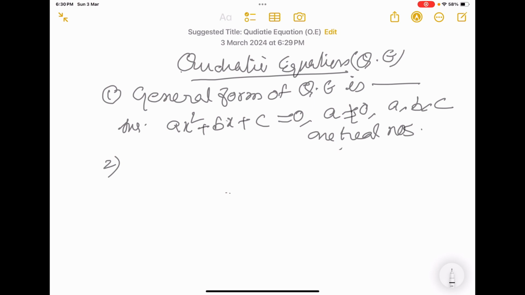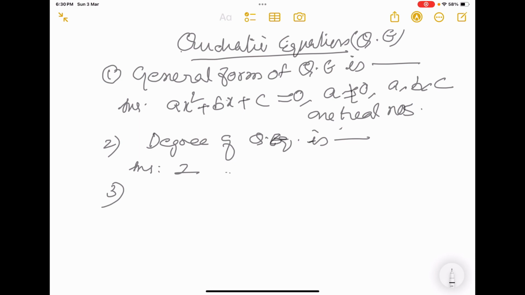Then second one, degree of quadratic equation is 2. Third one, graph of quadratic equation is a parabola.